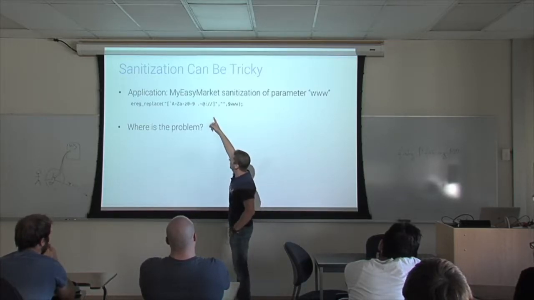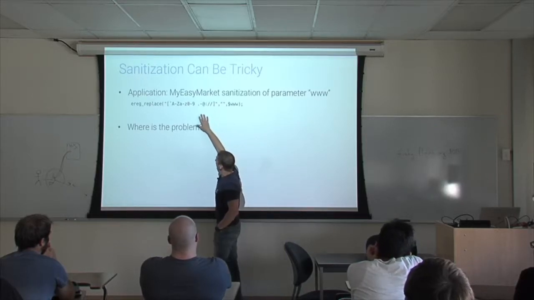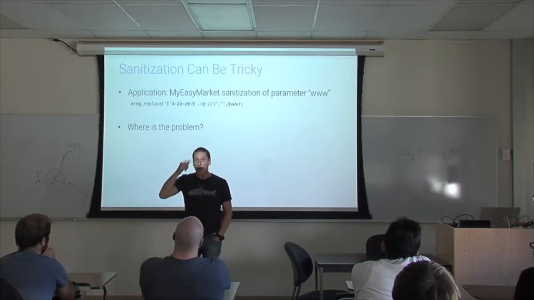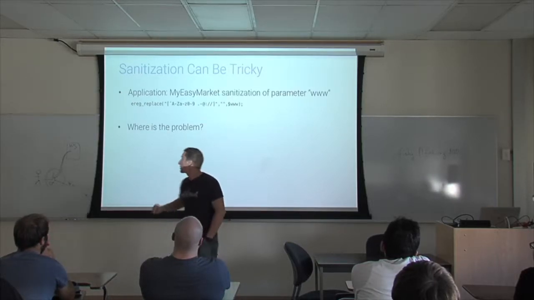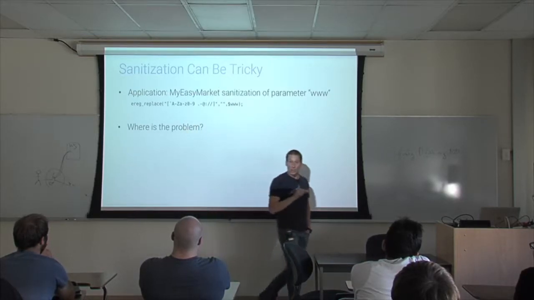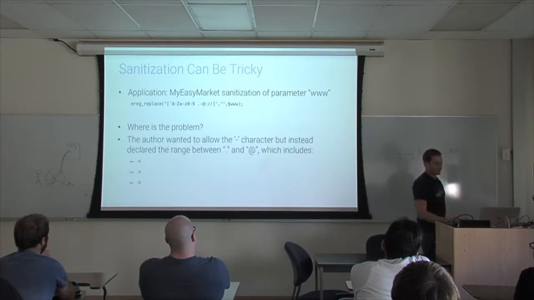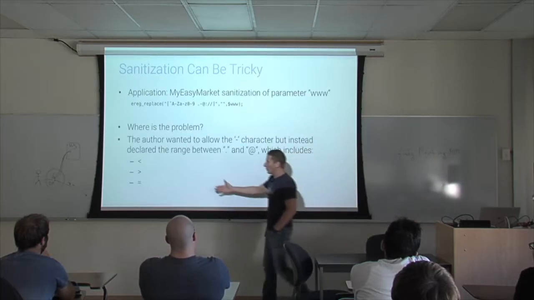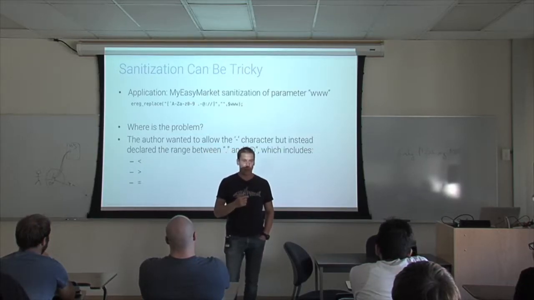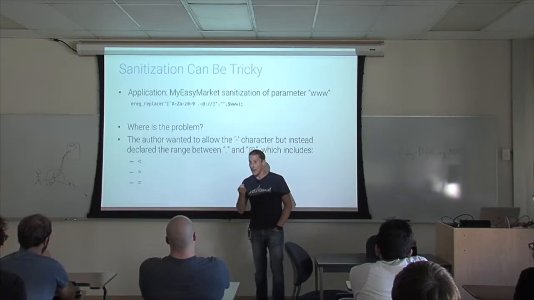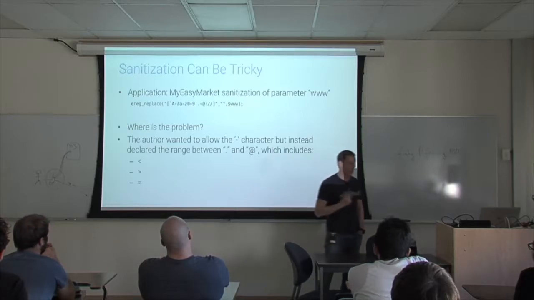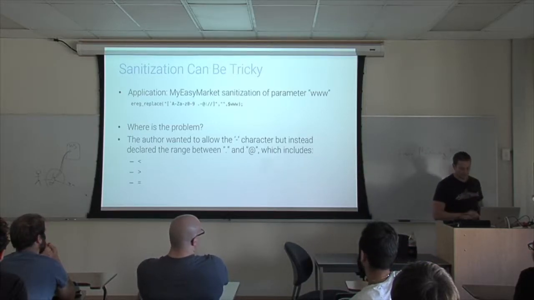So the main idea here is that these are character classes, so there are ranges of letters. The guy said, I want to allow the dash character, so he put a dash here, but this became a character class from dot to at, which allows for equal, open parenthesis, close parenthesis, so you can inject JavaScript like crazy. So it's a very subtle mistake that made that regular expression replacement completely useless.